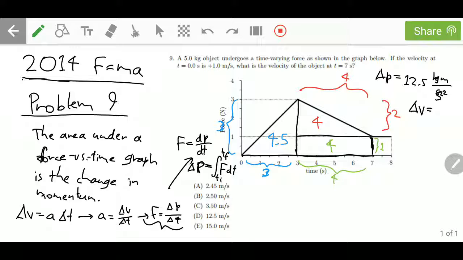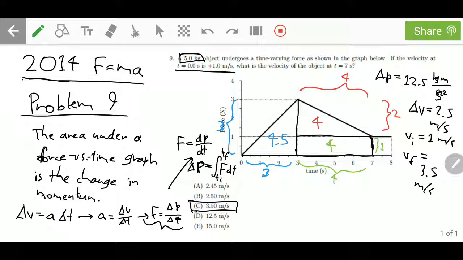So what is the change in velocity? Well, that's just delta p divided by the mass. The mass is 5 kilograms. So 12.5 divided by 5 is 2.5 meters per second. And we're told that the initial velocity is 1 meter per second. And so the final velocity is just 1 plus 2.5, and that's 3.5 meters per second. And so that tells us that option C, 3.50 meters per second, is the correct answer.